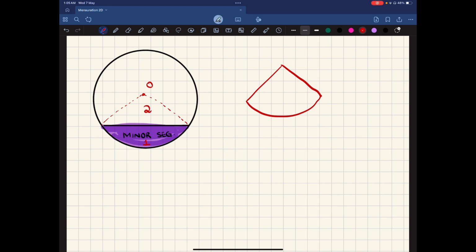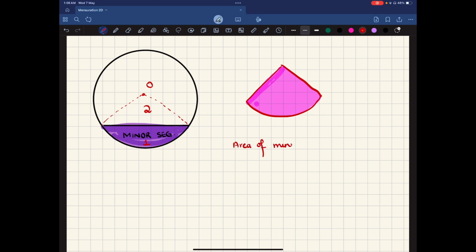So how can we calculate the area of the minor sector? Theta over 360 into pi r square. So applying the formula, we are going to calculate the area of this entire sector. Okay. So this is the area of the triangle and the area of the sector combined. But we only need the area of this minor sector. So what are we going to do? Then we are going to calculate the area of this triangle.